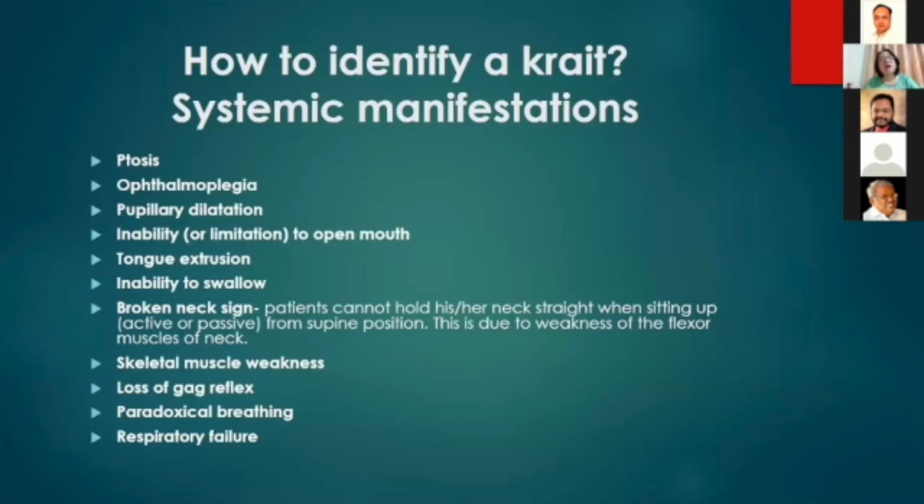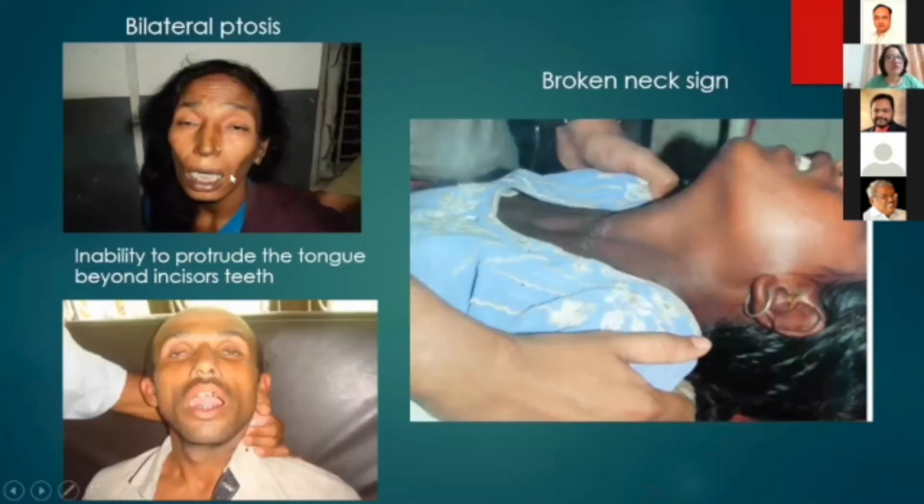So how to identify the Krait? Again, systemic manifestation. I just listed the neurological manifestations here. Again, a few good pictures about the ptosis, inability to protrude the tongue beyond the incisors, and also the broken neck sign. These are a few interesting pictures here.